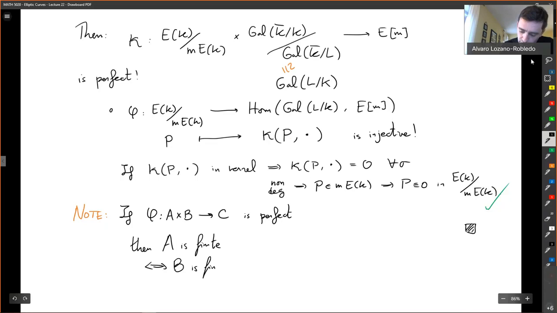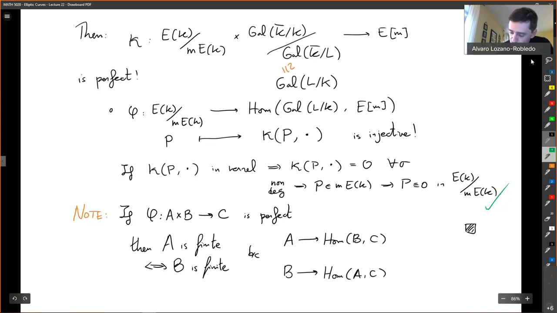Because, well, A going into Homs from B into C, and B going into Homs from A into C, these are actually injective. So this injecting here and this injecting here. And then you see that if B was finite, then there's only finitely many, well, with C finite, which it is in our case.